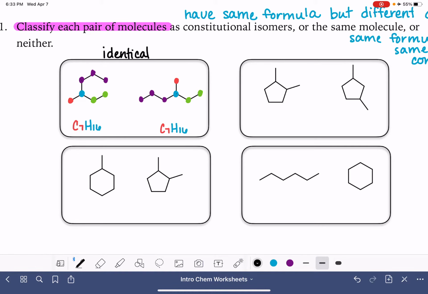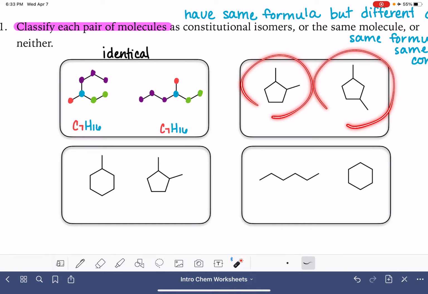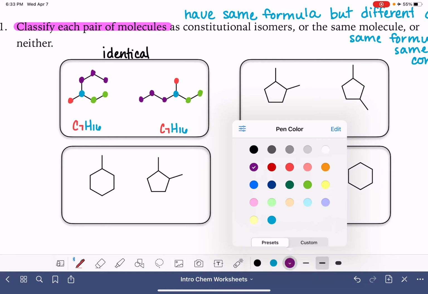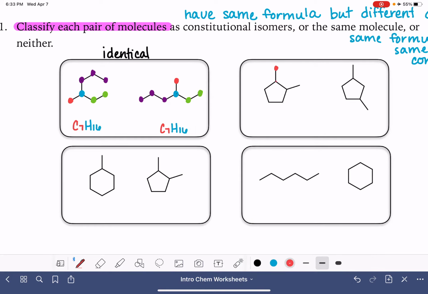Identical. And this is a pretty tricky concept, so let's practice this again. We've got 2 cyclics over here. Let's begin by identifying the molecular formula. So let's count our carbons. 1, 2, 3, 4, 5, 6, 7. That's a C7. And on the right-hand side, 1, 2, 3, 4, 5, 6, 7. So that's also C7. Now let's count our hydrogens.